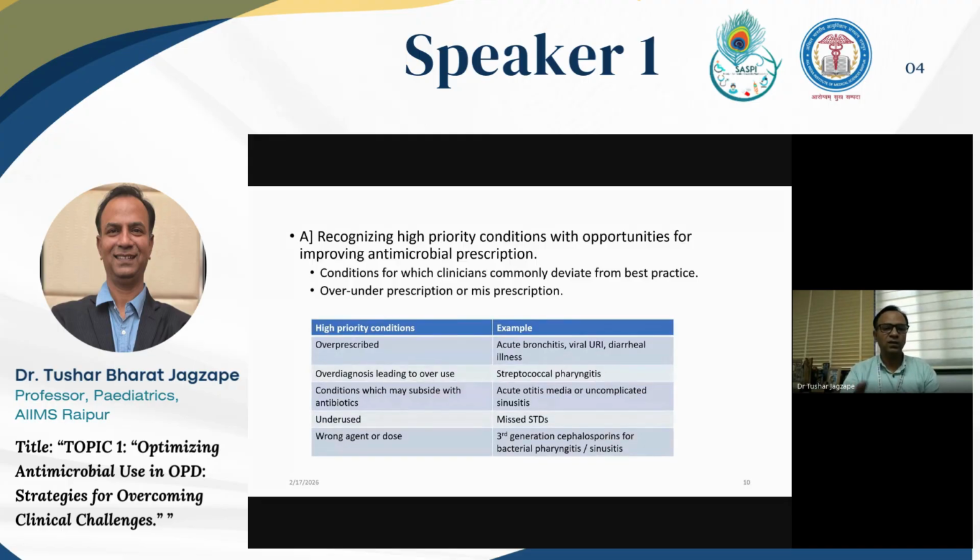Then there could be certain conditions where antibiotics may not be required in the beginning unless they get complicated, like acute otitis media, sinusitis. There are also conditions where antibiotics are underused because many of these diseases are not picked up, like sexually transmitted disease. And again, respiratory conditions are the conditions where the wrong agent or wrong doses may be used. Many times we see that general practitioners or private practitioners tend to use third generation cephalosporin or even cefixime for upper respiratory tract infections. Next, please.